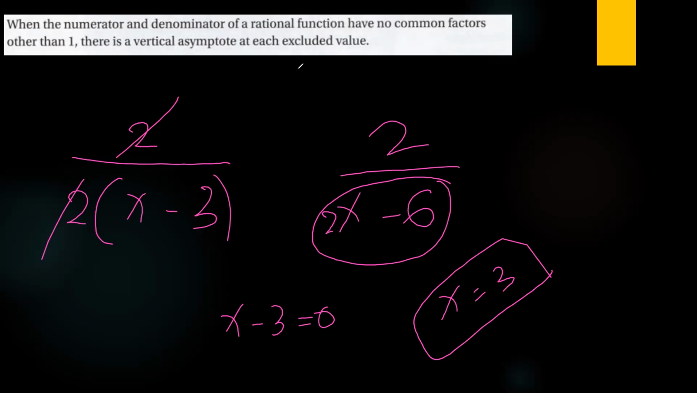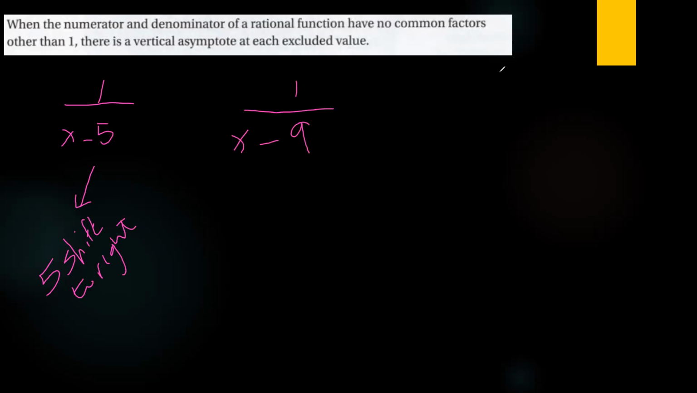So I will repeat. I told you that to find how many shifts you will translate the graph to the right or to the left, it depends on c. If you have 1 over x minus 5, that means 5 shifts to the right. If you have 1 over x minus 9, how many shifts to the right? 9. If you have 1 over 2x minus 6, how many shifts to the right?